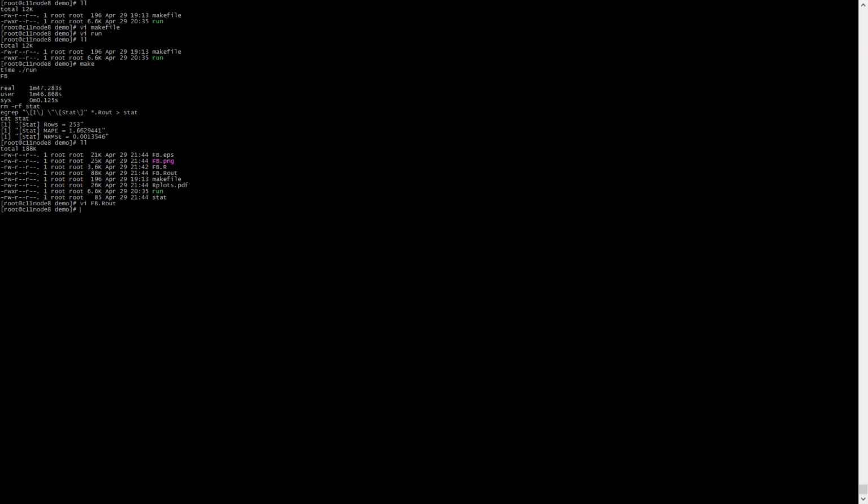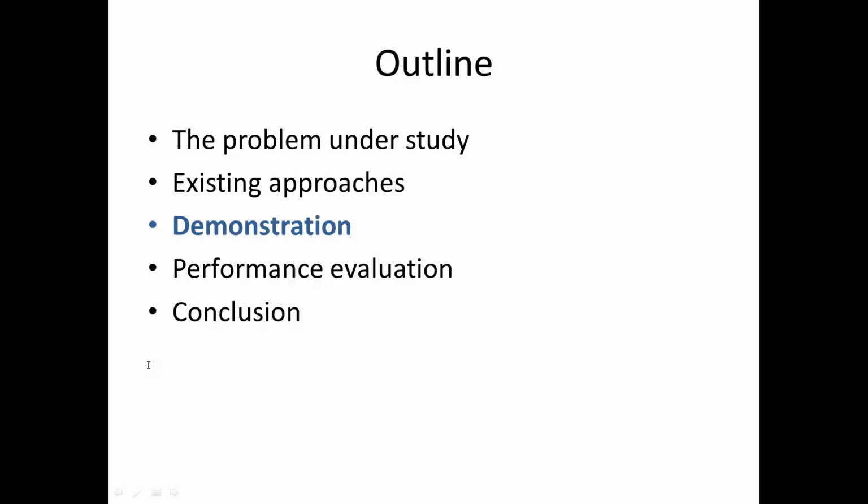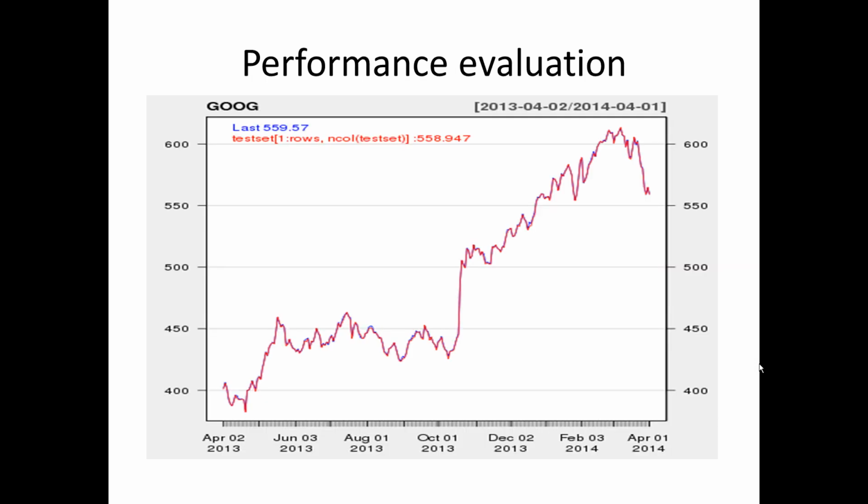Now let's go back to the presentation. Let's look at the performance evaluation. Here we have the graph of Google with the actual closing prices in blue and predicted closing prices in red. As you can see here, the predicted prices are pretty much the same as the actual prices.